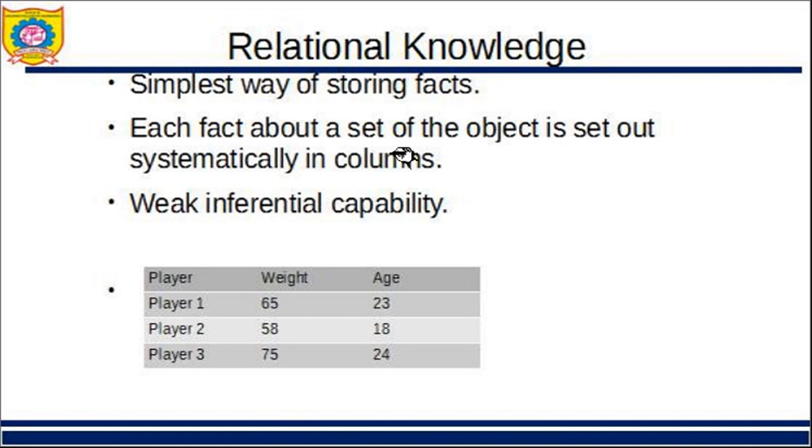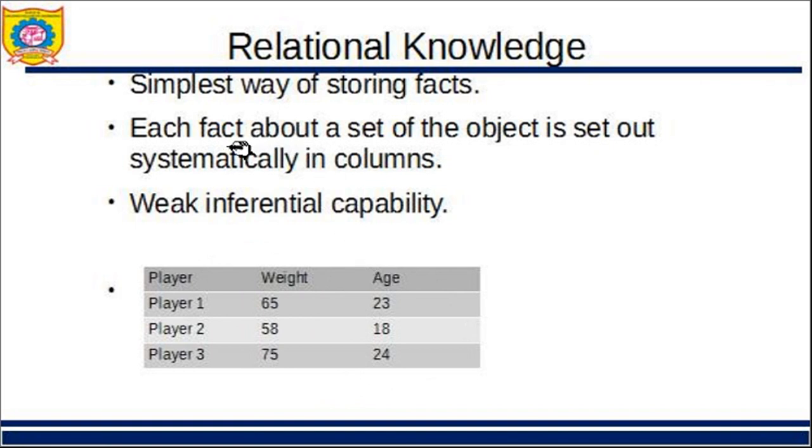Each fact about a set of objects is set out systematically in columns. So you can see a tabular format representation over here. Here I have players: player 1, player 2, player 3. This is my heading row. Here I have the weight of each player: player 1 weighs 65, player 2 has weight 58, player 3 is 75. Similarly, I also have their age. Player 1's age is 23, the second's age is 18, and the third's is 24. So whatever data we have, we have represented it using a table.